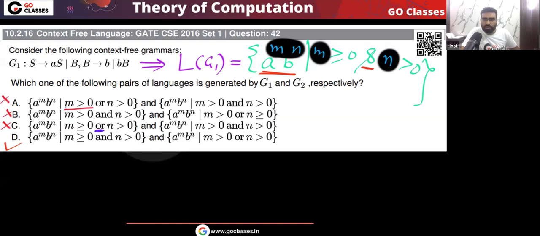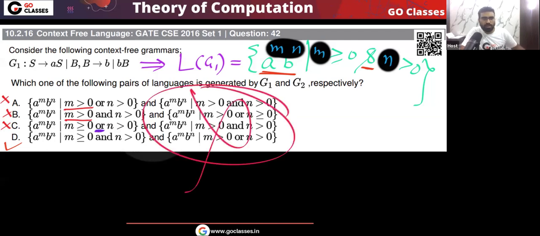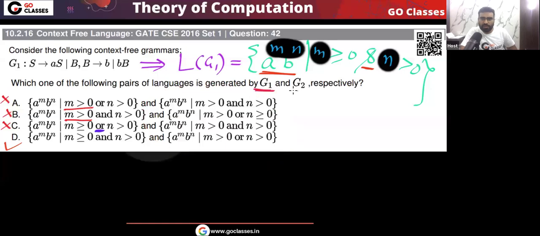Because here you have greater than 0, and you can easily see that here you have greater than 0 and here you have or. Here there is or. So you don't even have to check G2, because the question is asking what are the languages of G1, G2 respectively. So this is the language of G2 and this is the language of G1. So your answer will be option D. You don't even have to check G2.